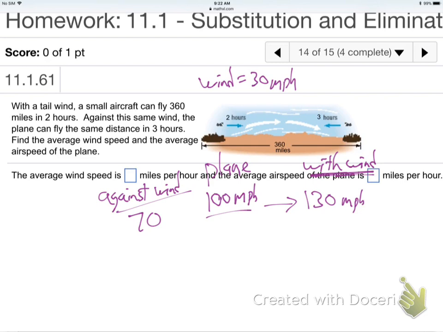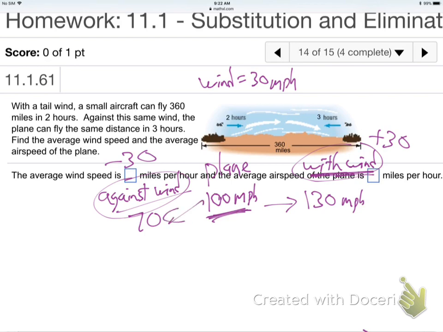What I'm saying? So if the plane can go 100 miles an hour on its own, with the wind you add the wind speed, right? If it's going with the wind pushes it, adds to its speed. When you're against the wind, you subtract 30 from the original 100, and it slows it down to 70, right? When it's trying to fight against the wind and the wind is blowing against it, slowing it down. Slows it down to 70.